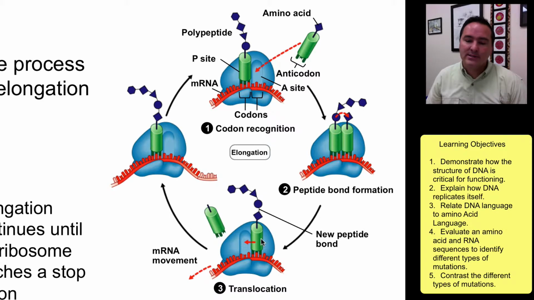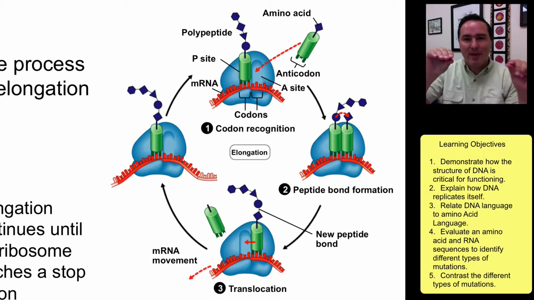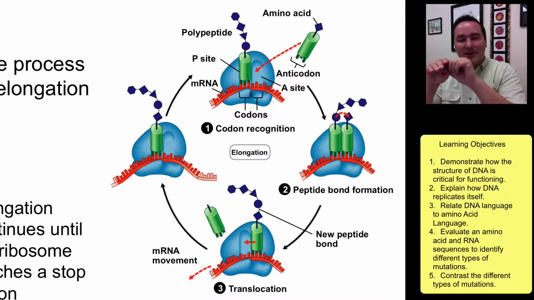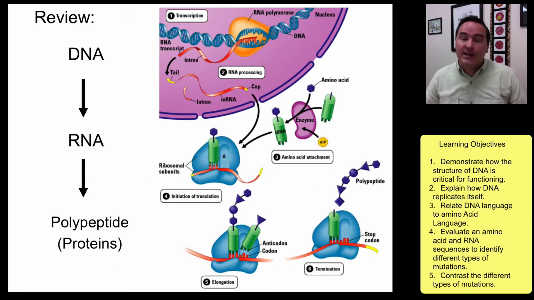And then you have translocation, where everything shifts down, and the growing peptide chain now goes into the P site. Now the A site is ready to receive the next amino acid. And this just keeps chugging along. It's kind of like, remember a tape player that would pull that magnetic tape through the magnets, and you could read the message and basically play music. Well, that's kind of what's happening. It's pulling this message through, and at the same time, it's making this growing polypeptide. And that continues until you hit the stop codon.